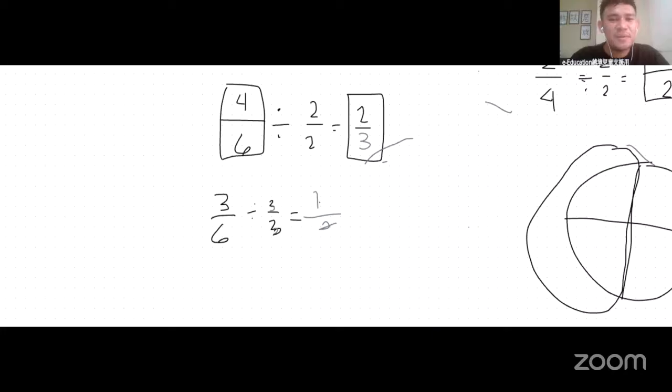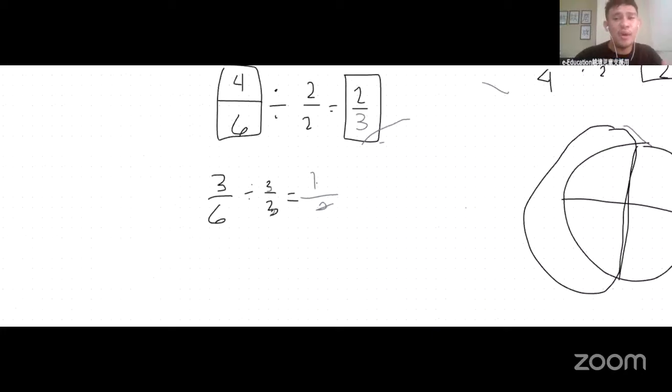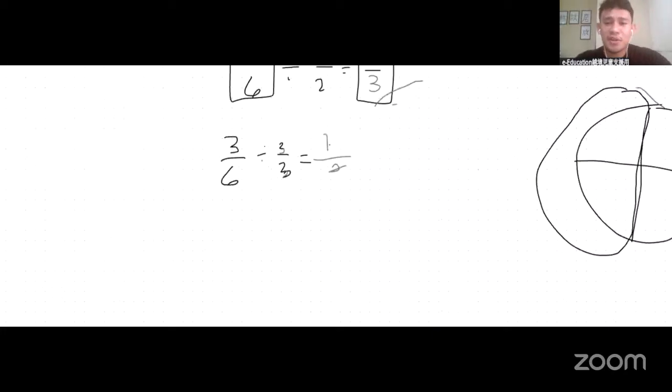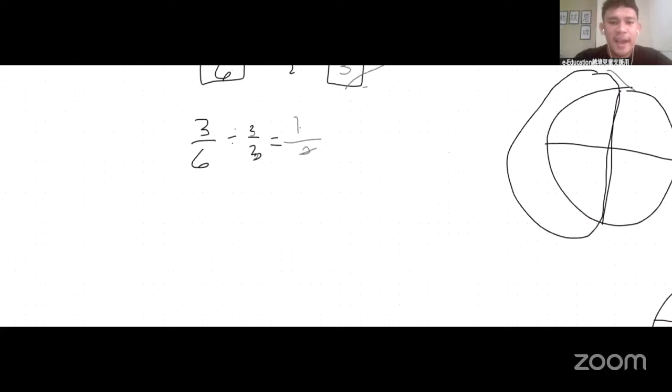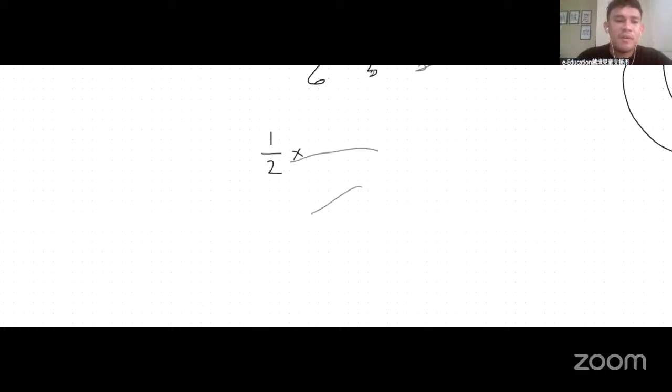Now, since we know what lowest term is, we will continue to our topic again. So we have 1/2 times, let's just say, 2/4. Now, can you solve this?